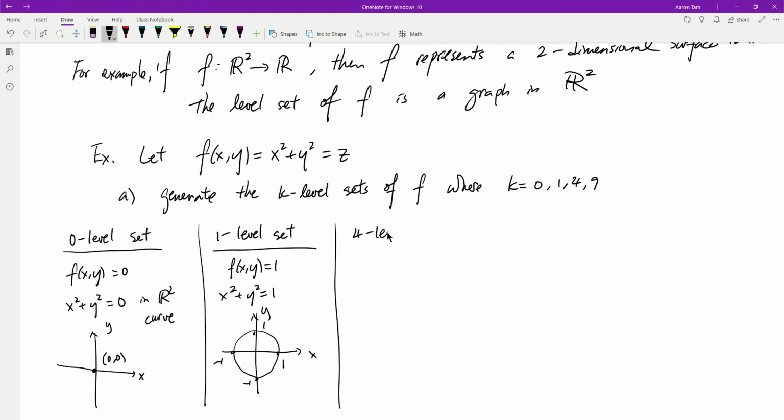Now hopefully you realize why I use 4 as the next number but not 2. Because look what happened. f(x, y) equal to 4, that means x squared plus y squared equal to 4. And that forms a bigger circle.